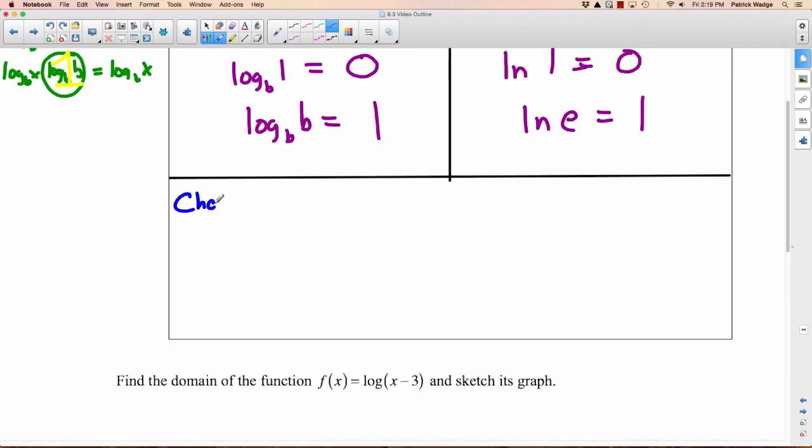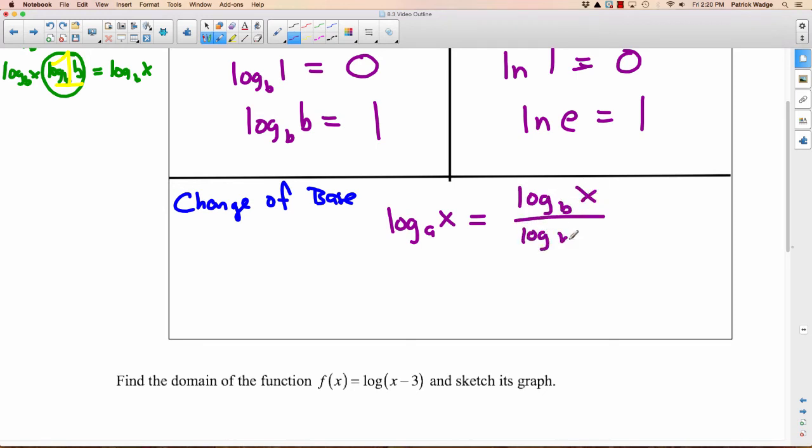Okay, one last thing to look at. We're going to look at the change of base formula. The way that works is the base a logarithm of x is exactly the same as the base b logarithm of x divided by the base b logarithm of a. So you see what we've done is we've taken a logarithm which has a base of a, and we've written it as a quotient of logarithms with a base of b. We've changed the base, and sometimes that can be very useful.